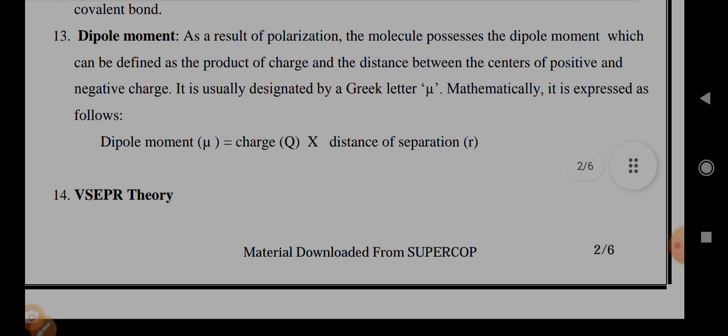Dipole moment. As a result of polarization, the molecule possesses a dipole moment, which can be defined as the product of charge and distance between the centers of positive and negative charge. It is usually designated by the Greek letter mu. Mathematically, it is expressed as dipole moment μ is equal to charge times distance of separation.